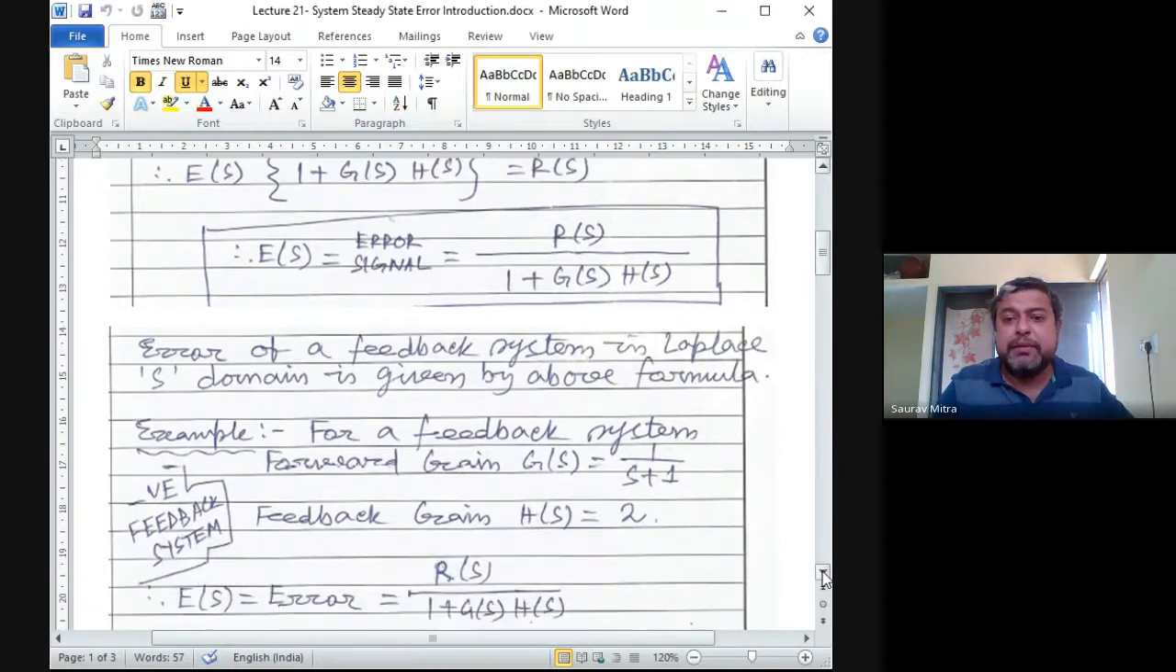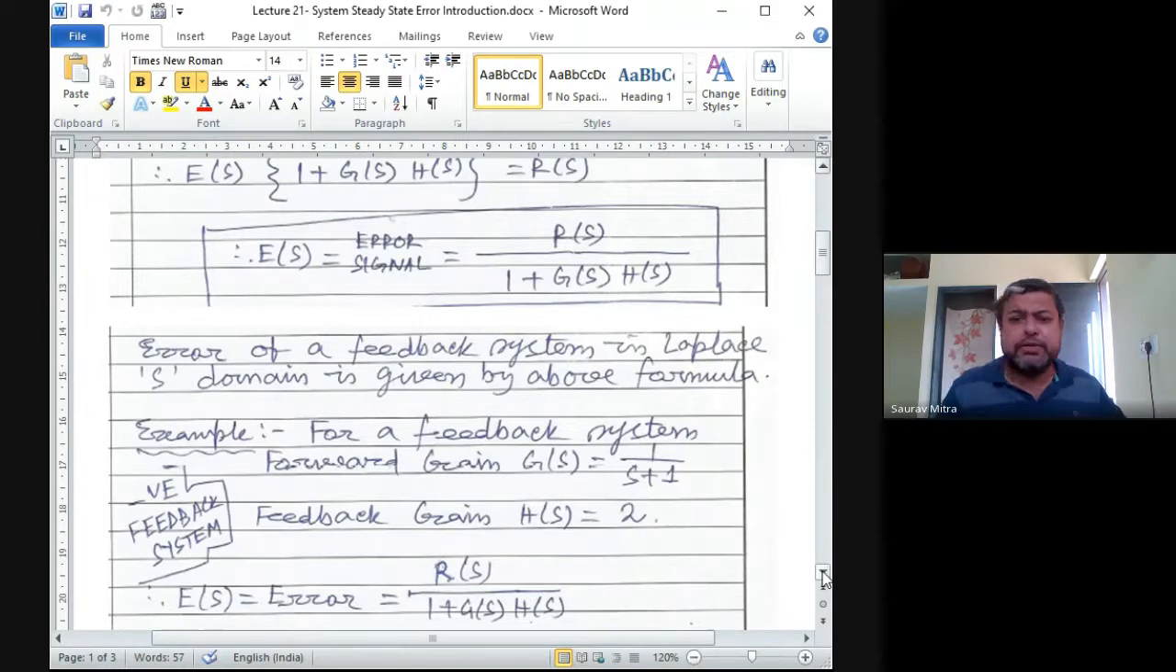Can you find the Laplace transform of this if I give you the values of R(s), G(s) and H(s)? You only have to take the inverse Laplace transform and you can find what is e(t). So error at any time you can find. So E(s), this error in the Laplace domain, is R(s) divided by 1 plus G(s)H(s). You have to take the inverse Laplace, that is e(t).